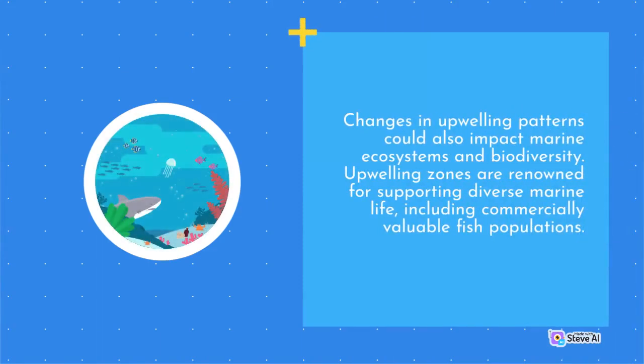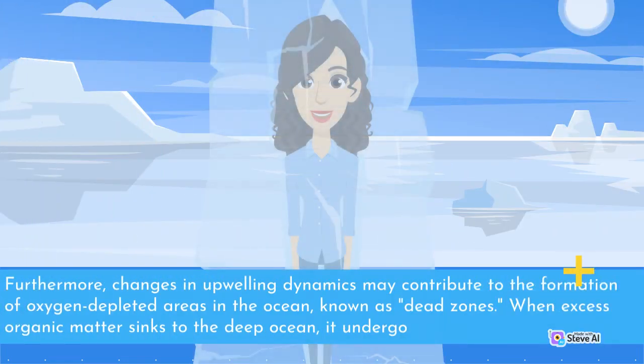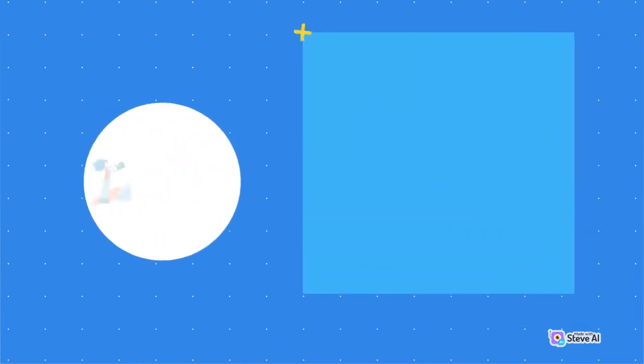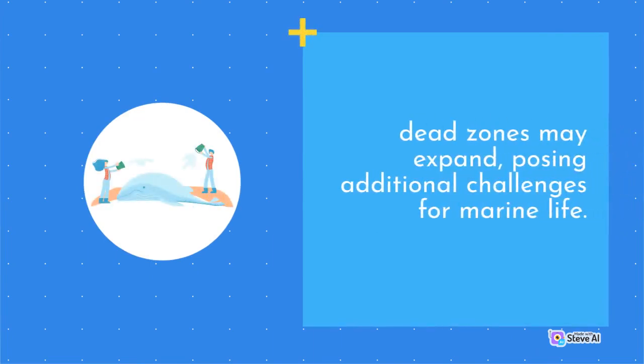Changes in upwelling patterns could also impact marine ecosystems and biodiversity. Upwelling zones are renowned for supporting diverse marine life, including commercially valuable fish populations. Furthermore, changes in upwelling dynamics may contribute to the formation of oxygen-depleted areas in the ocean, known as dead zones. When excess organic matter sinks to the deep ocean, it undergoes decomposition, consuming oxygen in the process. Under normal conditions, upwelling brings oxygen-rich waters to these regions, replenishing the oxygen supply. However, if upwelling is compromised, dead zones may expand, posing additional challenges for marine life.